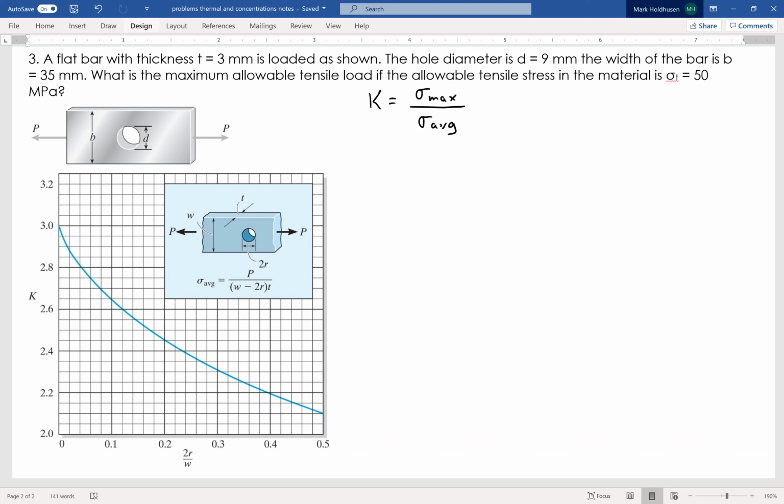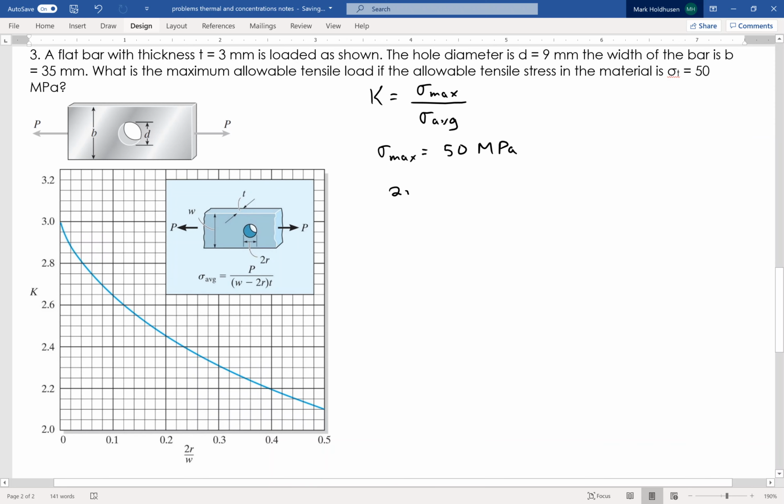So for this one, we use sigma max to be that allowable load of 50 megapascals. We don't want it to go any more than that, right? Okay, so I need to find what K is now, right? And you can see I need to find 2R over W in order to kind of determine what K is, right?